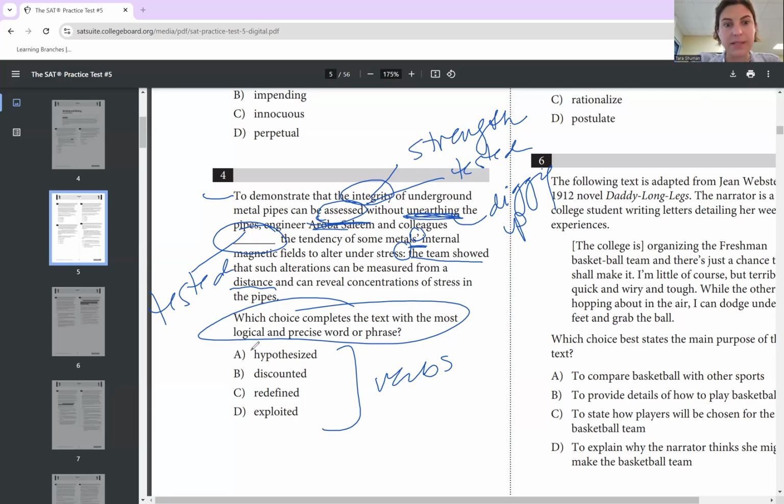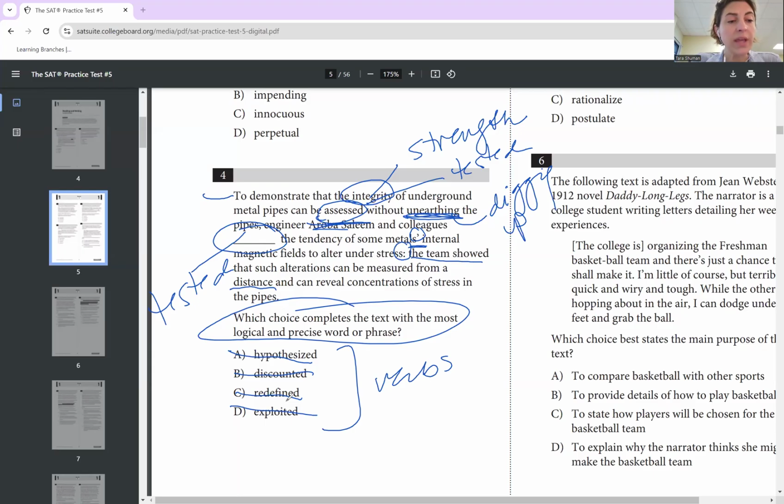I would say no, but that's definitely the trick answer, right? Does test mean discount? No. Does test mean redefine? No. And does test mean exploit? I would say no. When that happens, and that's totally normal, you're just going to have to say, well, I must have picked the wrong word because nothing worked.